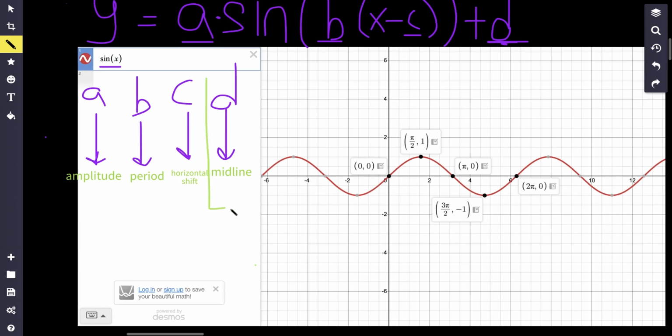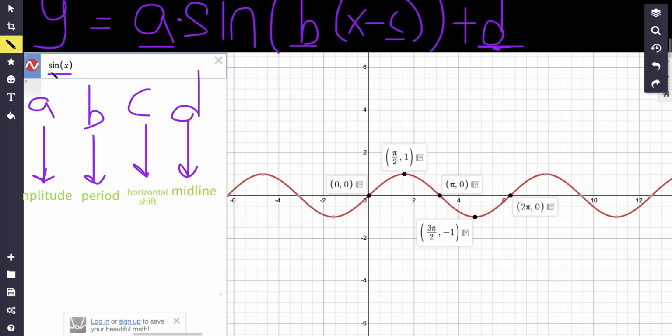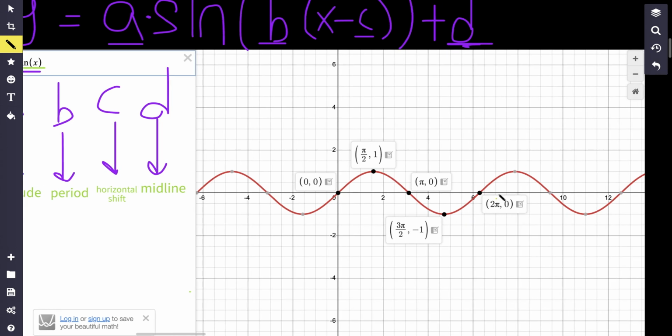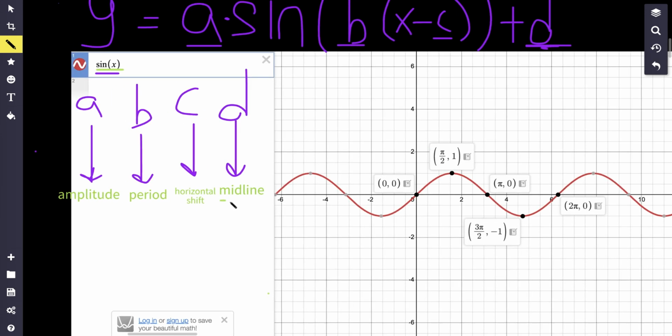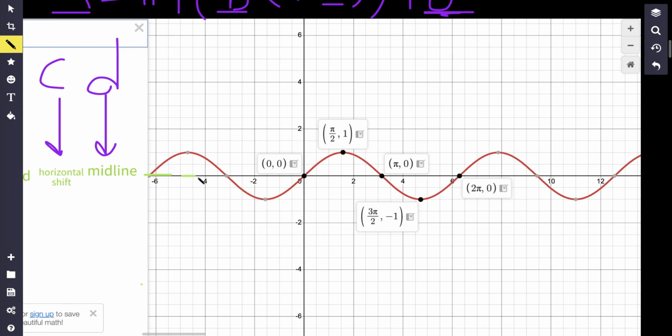So let's go through d first. What does this d mean in this formula? Well, take a look at the graph of sine of x. This is the graph of sine of x. Now, d represents something known as the midline. So the midline, as you might tell from the name, is the line that's in the middle of this graph. So it's going to be this line right over here.